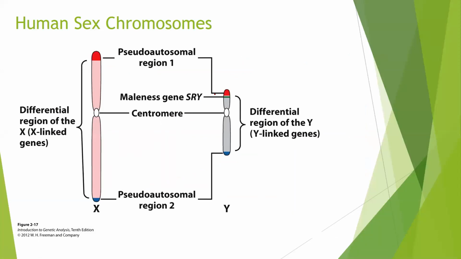Okay, for example, if we look at here, this green bar here, that's the gene determining maleness in humans. We call this gene SRY, and this gene is in the differential region of the Y, and this gene is a Y-linked gene. There's not such a gene on the X chromosome, right?